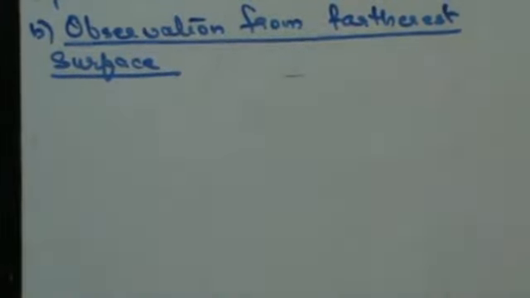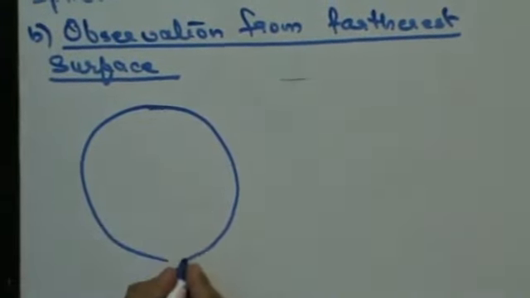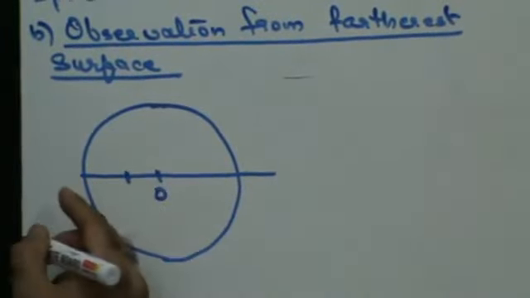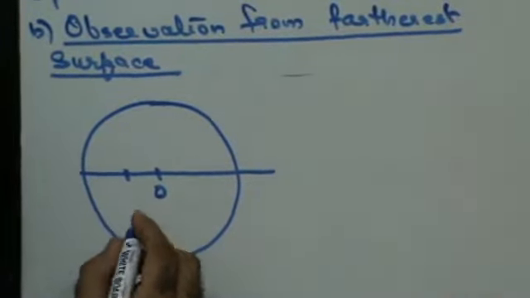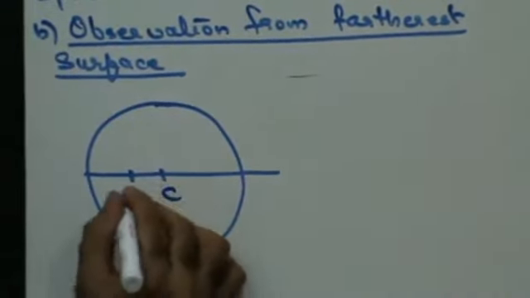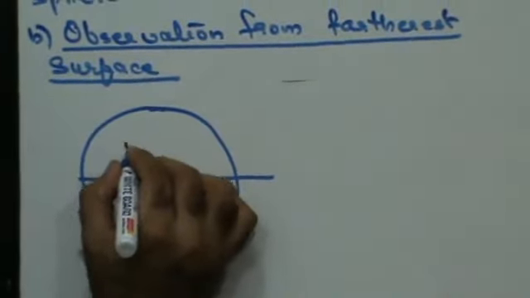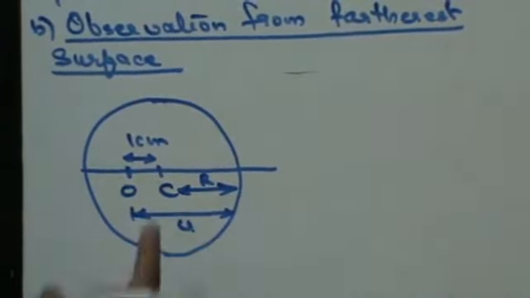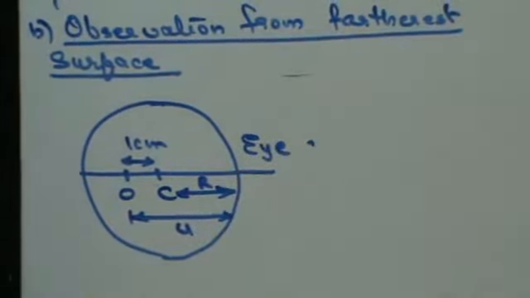Now, if I want to observe the sphere from the furthest surface, let's draw the diagram again. This is your principal axis, center, furthest surface, that means the bubble is going to be on the other side of the center. So this is where the bubble is going to be. Let's call the center C and the bubble O. This distance is R and this distance is 1 centimeter. Therefore, this distance is going to be U. So, I am viewing the bubble from the furthest surface. The eye is here.